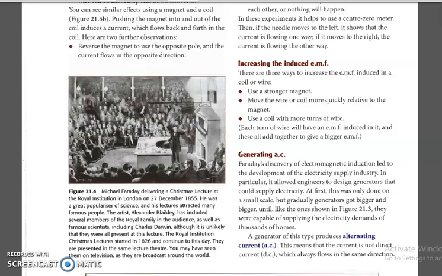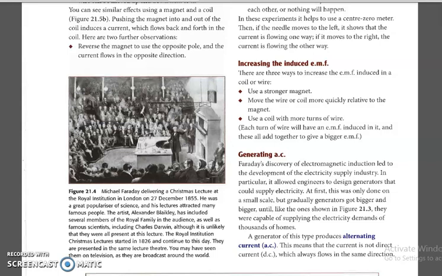So how can we increase the induced EMF? There are three ways to increase the EMF. We know that the apparatus we need for the construction of a generator is a magnet and a coil or a turn of wire. So to increase the induced EMF, the first point is we have to use a stronger magnet.